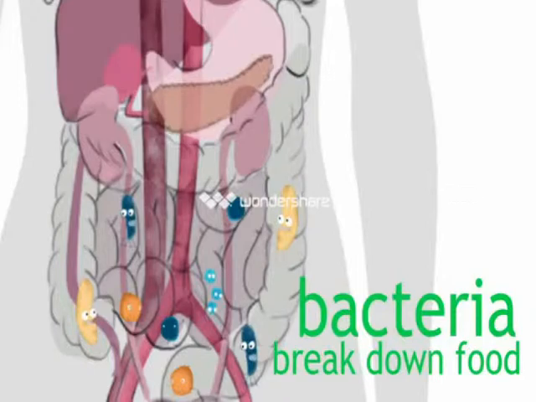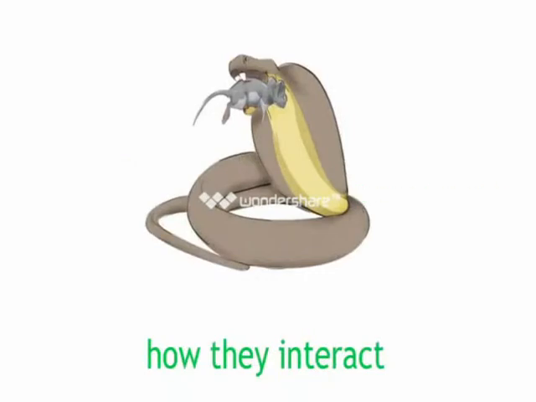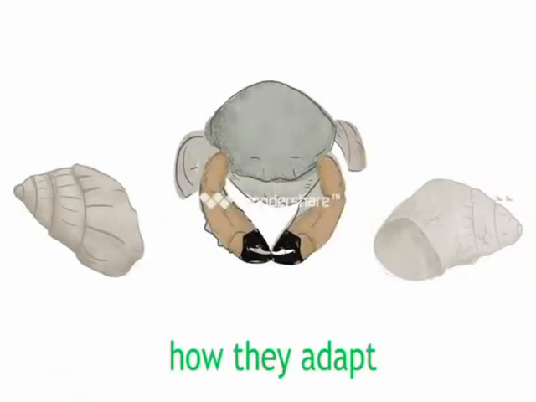In this chapter, we're going to learn all about how organisms live in their habitats, how they interact with other organisms around them, and how they adapt to survive in the environment surrounding them.